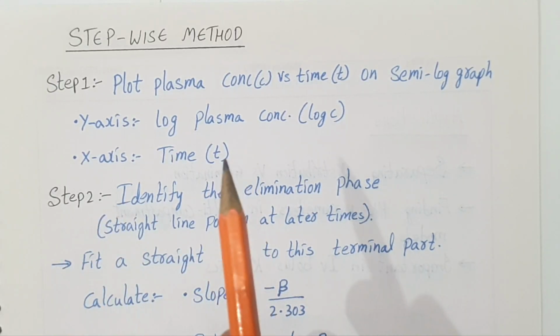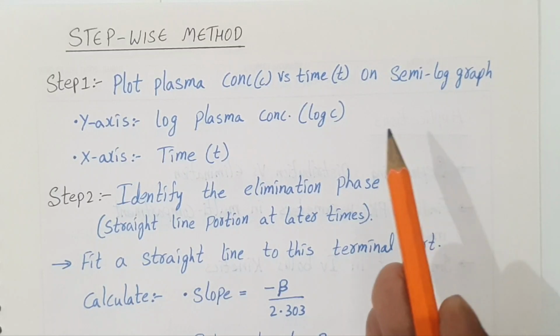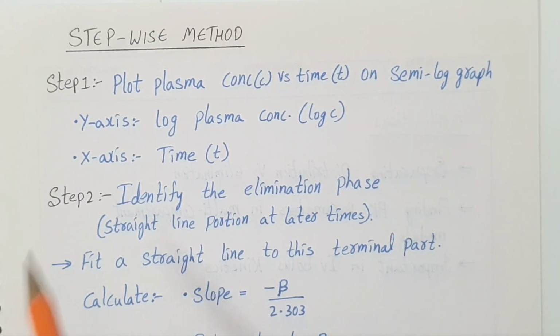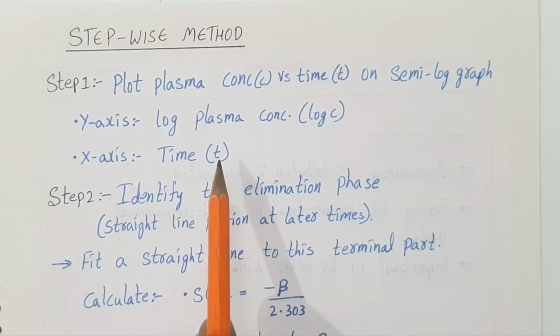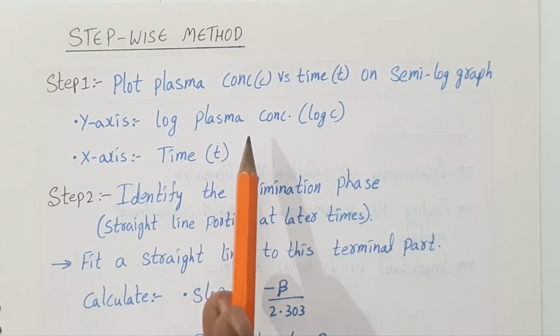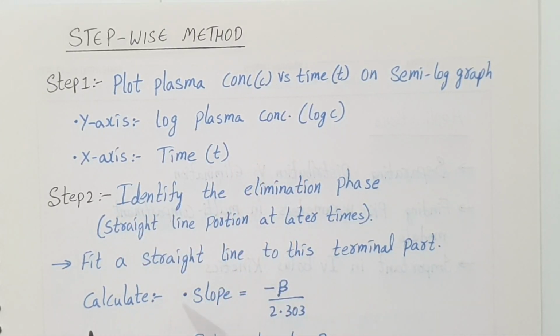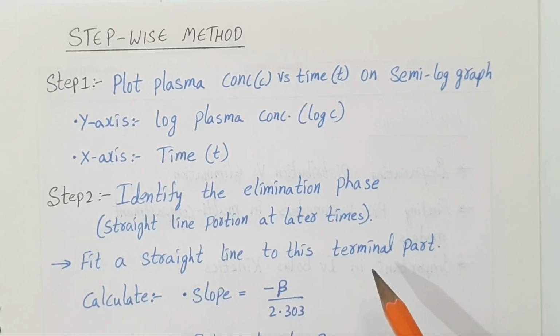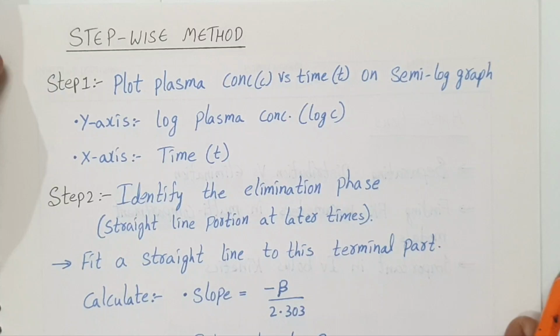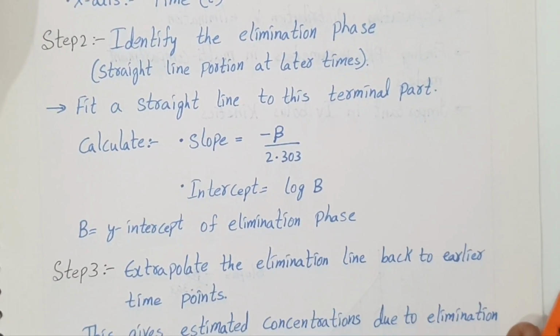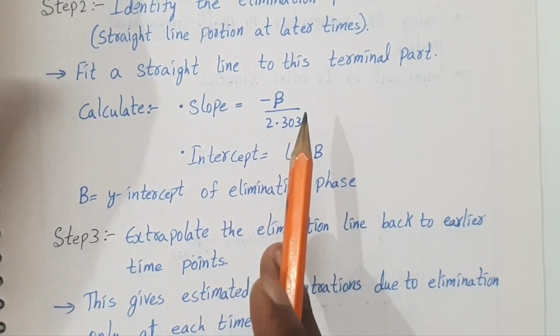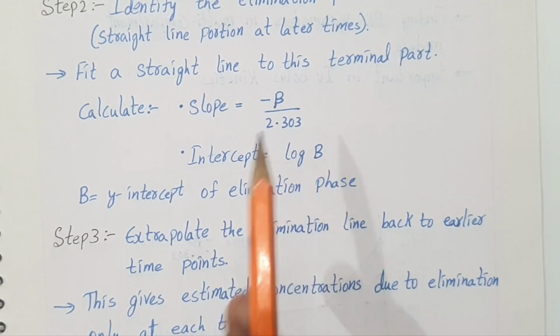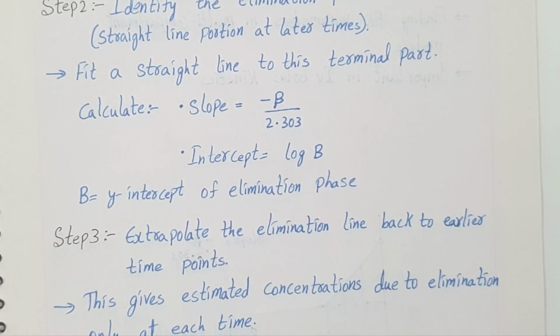Step 1 is plotting the plasma concentration versus time on a semi-log graph. On the x-axis you take time and on the y-axis you take log plasma concentration. In step 2, you identify the elimination phase, which is the straight line portion, and fit a straight line to this terminal part. By that you can calculate slope and intercept. Slope will be minus beta divided by 2.303. Intercept will be log B.